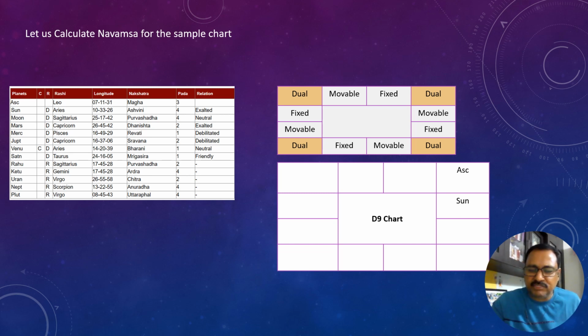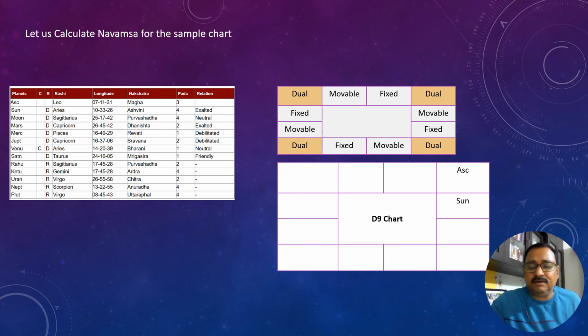3 degrees 20 minutes is going to be the first Navamsa, in the Makha. Then 3 degrees 21 minutes till 6 degrees 40 minutes is going to be the second Navamsa. Then the third Navamsa is 6 degrees 41 minutes to 10 degrees. Like that, you are going to calculate the whole Navamsa scheme.